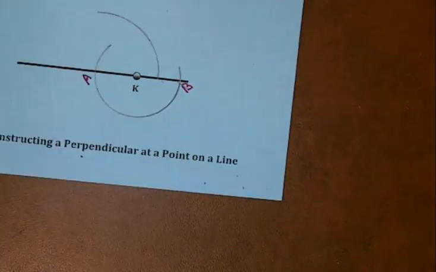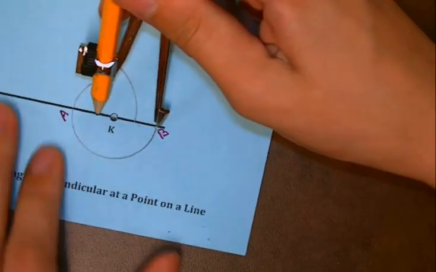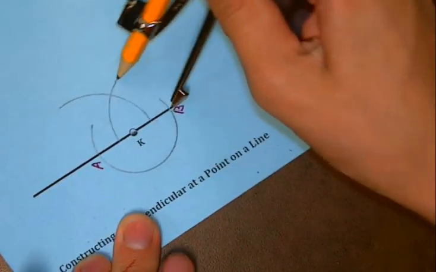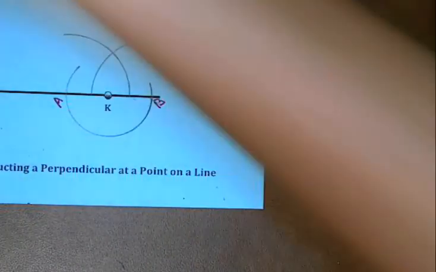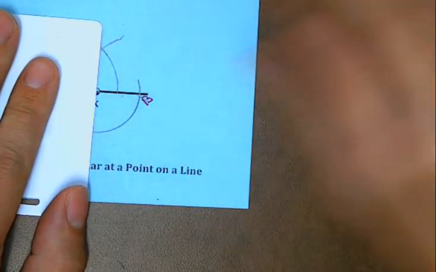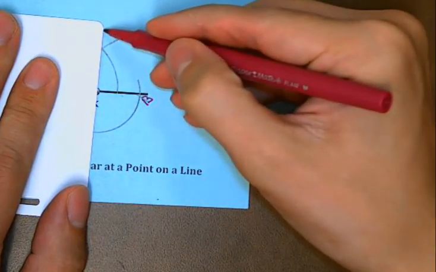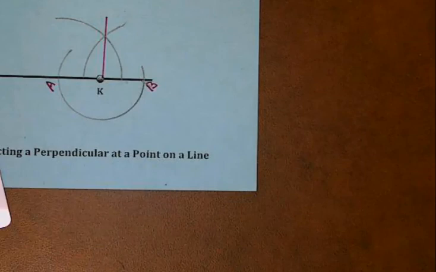Okay? Guess what you're going to do to B? Same thing. Start at B. Do the exact same thing. So it looks like that. Ooh, that one looks like a pineapple too. Connect your two points. And there you go.